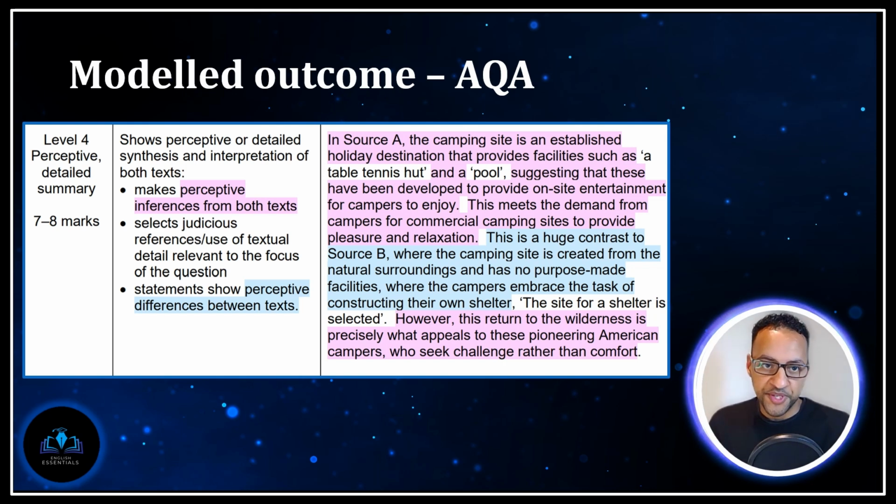Let's have a look at this response here. Before we read the response, I want to draw your attention to the mark scheme and what's called the indicative content. So it says, shows perceptive and detailed synthesis and interpretation of both texts. And in order to do that, makes perceptive inferences from both texts, selects judicious, carefully chosen references, and also statements show perceptive differences between the texts. Now, without even reading it, if you have a look at the colours, you can see just how much weight AQA place on the ability to infer. Nearly all of that is pink. That is your sign that this question is really an inference question, and that's where the most of your time should be spent.